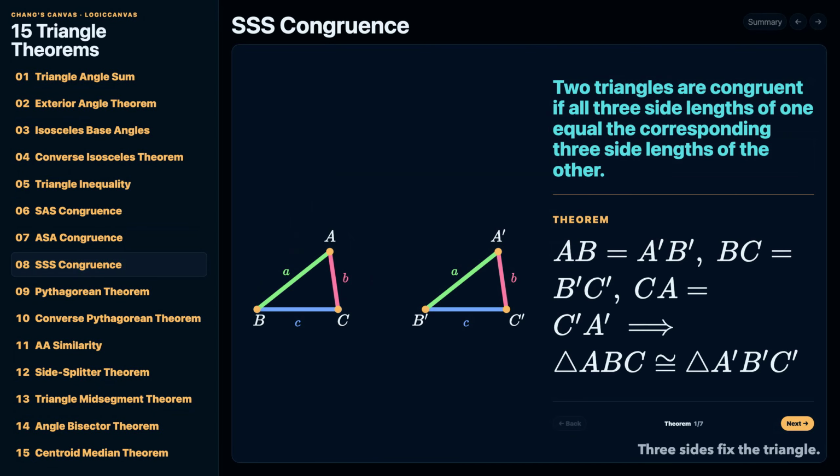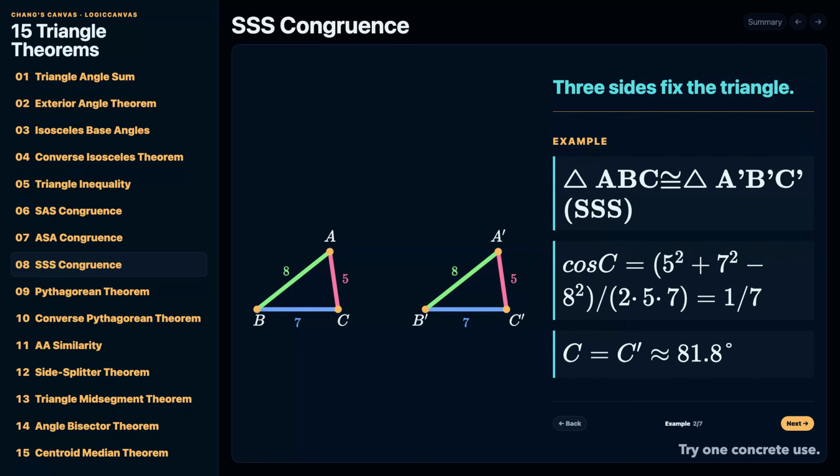Theorem 8 is side-side-side congruence, abbreviated SSS. If all three corresponding side lengths match, the two triangles are congruent, apart from a possible reflection. Both triangles have side lengths 5, 7, and 8. Side-side-side, or SSS, makes every corresponding angle equal. The angle opposite the side of length 8 is about 81.8 degrees in both.